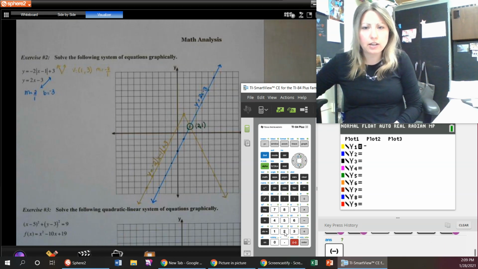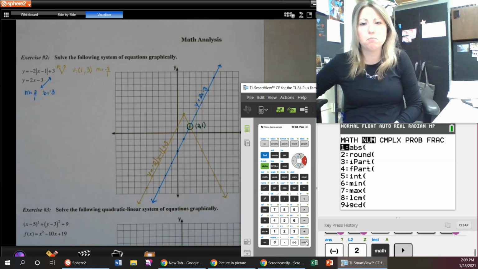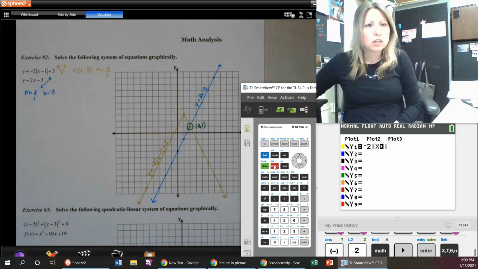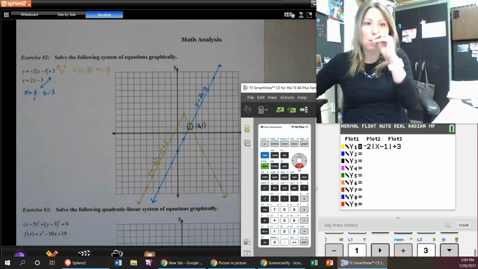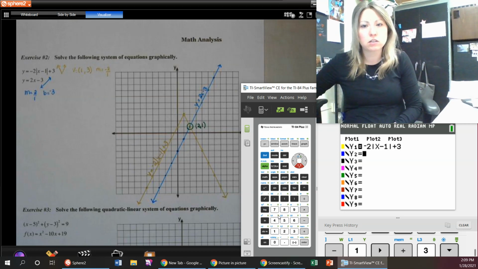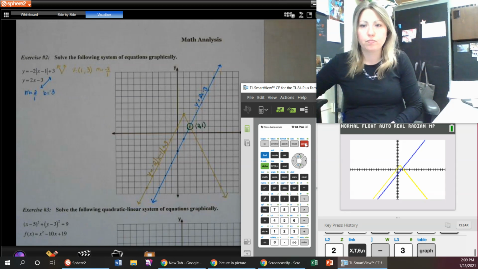-2, so the little negative under 3, then 2. Absolute value is under math, arrow right to number, and ABS is the first thing. So now we've got x minus 1 in the absolute value bars, arrow right to get out of them and put your plus 3, and then arrow down for your 2x minus 3, and graph them.